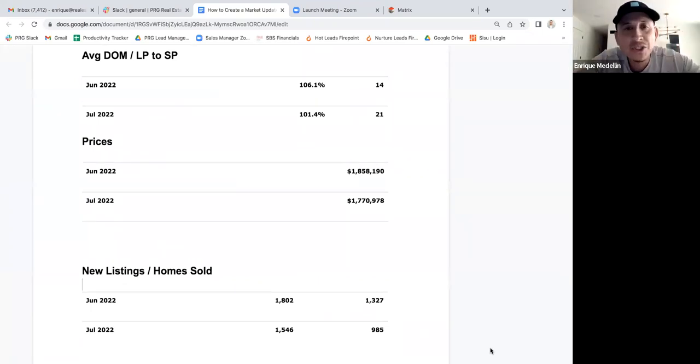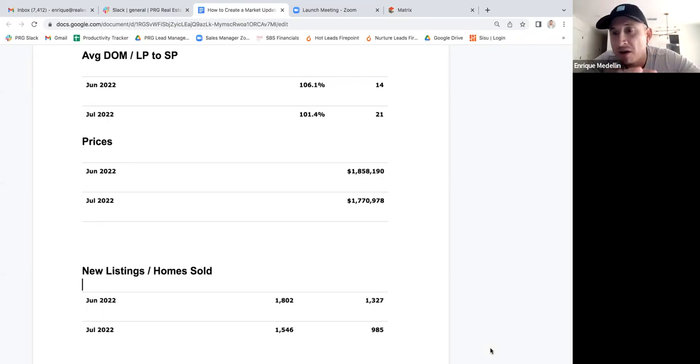Buyers are having a lot more opportunity in this market today. Sellers are now starting to adjust their price. What's up, guys? It's Enrique, PRG Real Estate. This is your market update. Today, I want to talk about what's happening in the market. Back in June, we had prices selling at about 106% of asking price. Now in July, they're selling at about 101%. So they went down about 5%.